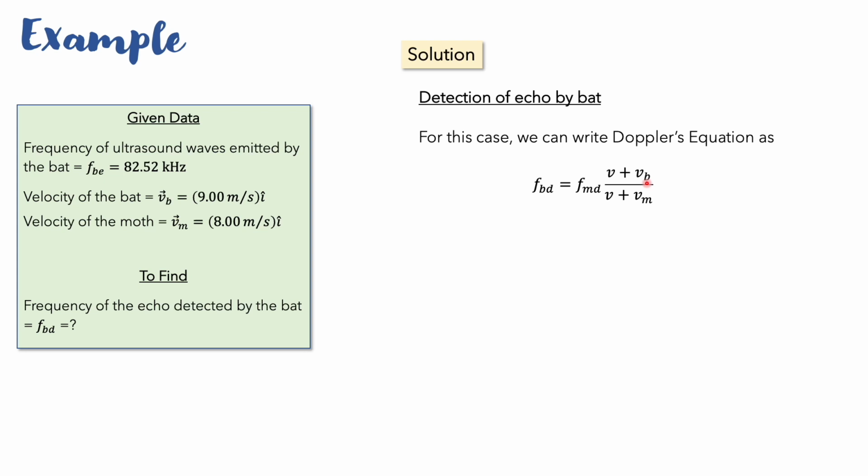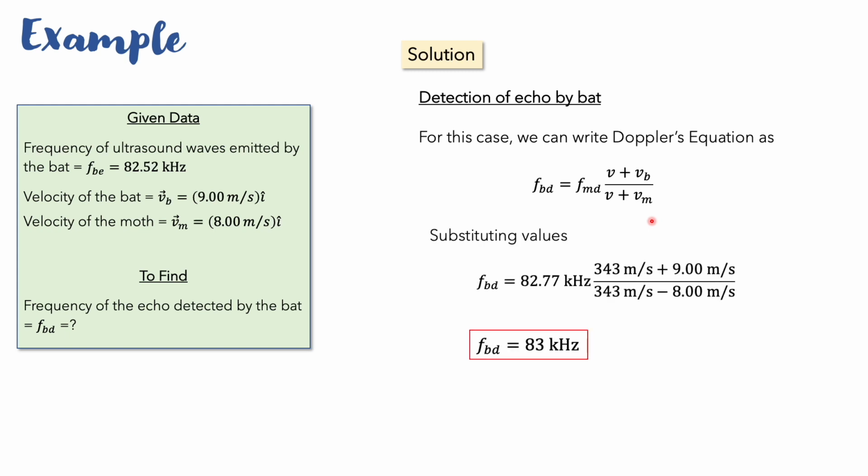Here the bat was moving towards the source. This is the velocity of the bat, because now the bat is the detector and the moth is the source, since the wave is being reflected from the moth and coming to the bat. The bat is moving towards, that is why it is positive, and the source is moving away, that is why this one is positive. You can go back and see those formulas for when the source is moving towards or away from the detector, and you will realize how to use these positive or negative signs.